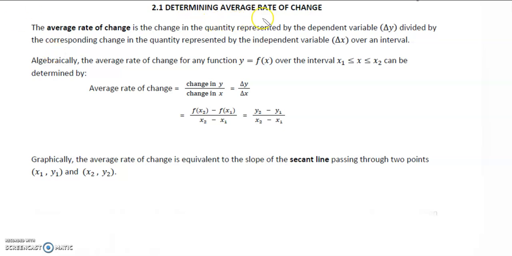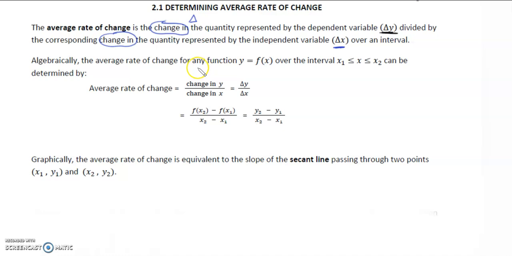Okay, 2.1, determining average rates of change. So the average rate of change is the change in quantity represented by the dependent variable. When we represent change in, we represent it by delta, which is a triangle, divided by the corresponding change in the quantity represented by the independent variable, again delta x, because this is the change in x over an interval.